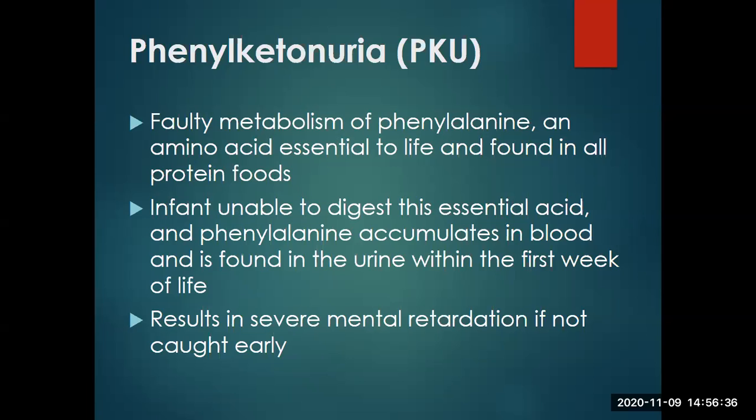So basically, the goal of the diet is to provide enough essential proteins to support growth and development, while maintaining phenylalanine blood levels between 2 and 10 milligrams per dL. Any phenylalanine level below 2 may result in growth retardation, and levels above 10 can result in significant brain damage. Okay, so make sure you highlight that and keep that.